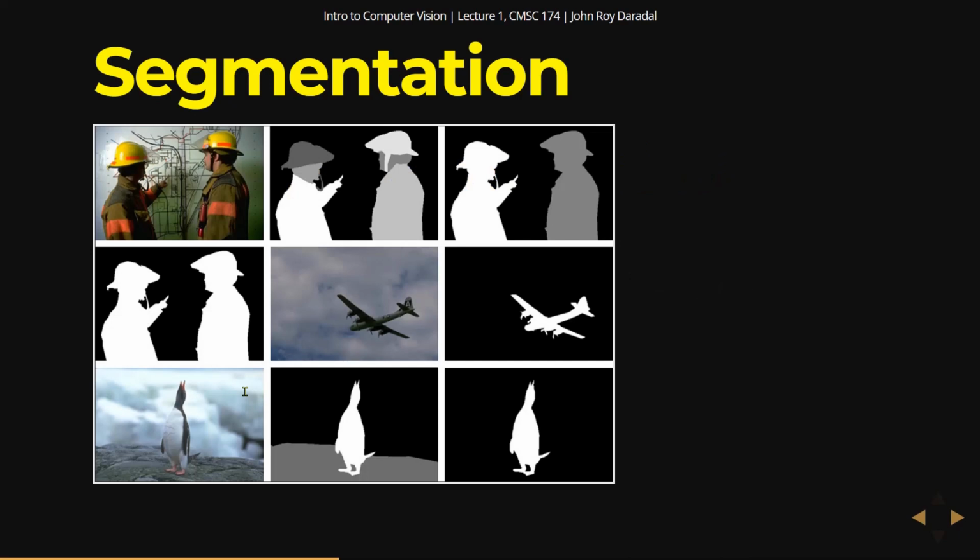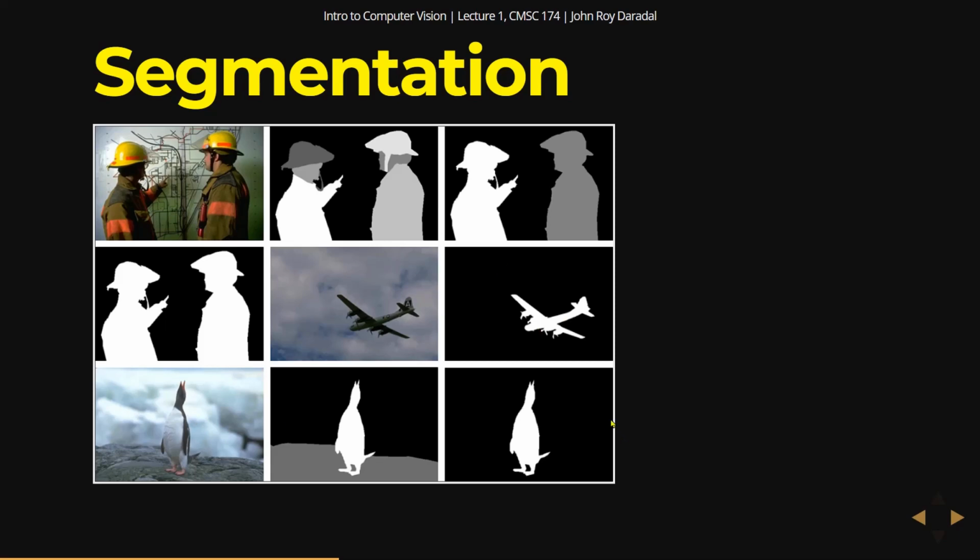Okay, so what are some of the tasks for mid-level vision? So first you have segmentation. Segmentation is basically just separating the parts that you are interested in from the background. So foreground, background segmentation is one of the basic tasks in computer vision. So in this picture, for example, you want to separate the two firemen from the background, or from here you have the plane from the background, and then here you have the penguin from the background.